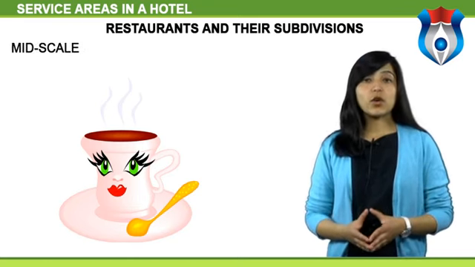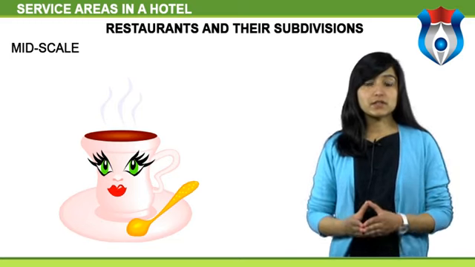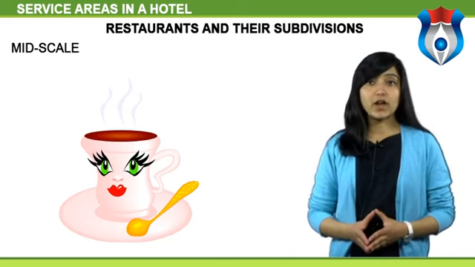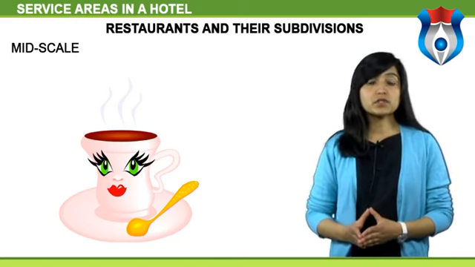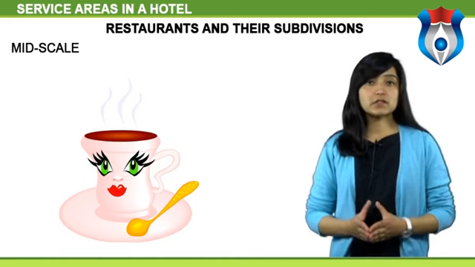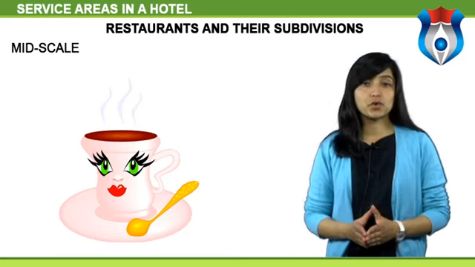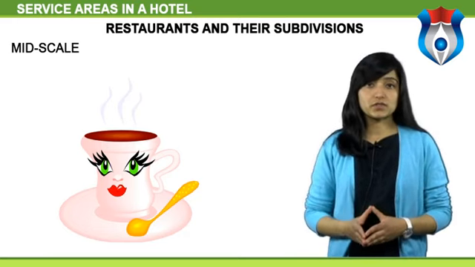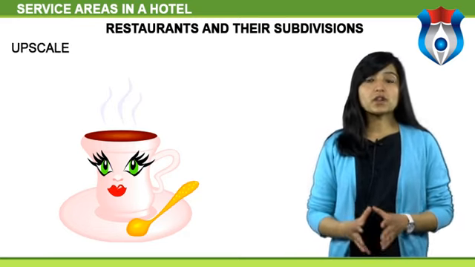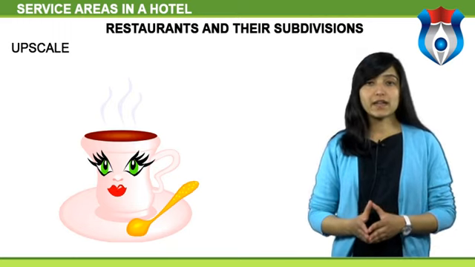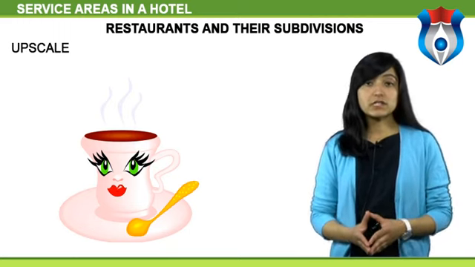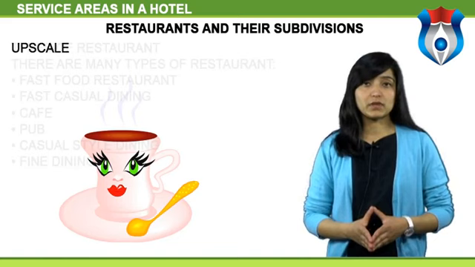Mid-scale. They offer full meals at a medium price that customers perceive as good value. They can be full service, buffets, and limited service with customers ordering at the counter and having their food brought to them, or self-service. Upscale. They offer high quality cuisine at a high-end price. They offer full service and have a high quality of ambience.